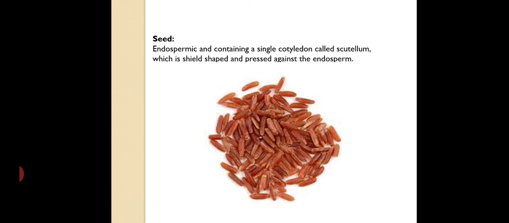And this is a very familiar seed, that is the rice seed, that is endospermic, containing a single cotyledon, because these are monocotyledons, and this single cotyledon is called scutellum, which is shield shaped and pressed against the endosperm. It's a very small structure, scutellum. And this is a floral formula, that is zygomorphic, bisexual, perianth 0 or 2, that is lodicules in brackets, anthers are 3 or 6, gynoecium 1, superior ovary. Okay, that is the meaning of this floral formula.